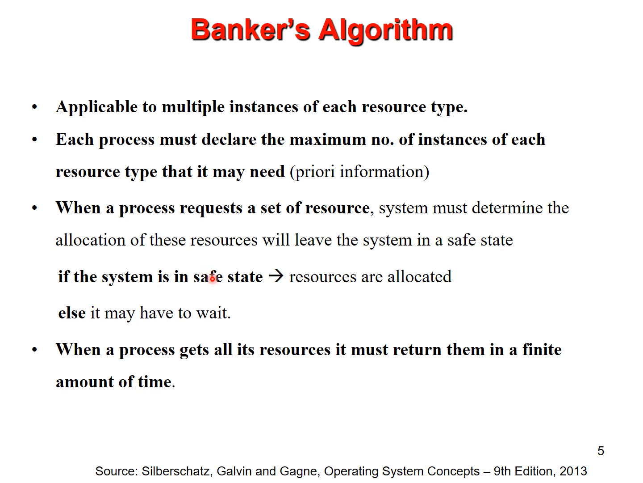If the system is safe, resources are allocated. Otherwise, it has to wait. When a process gets all its resources, it must return them in a finite amount of time.